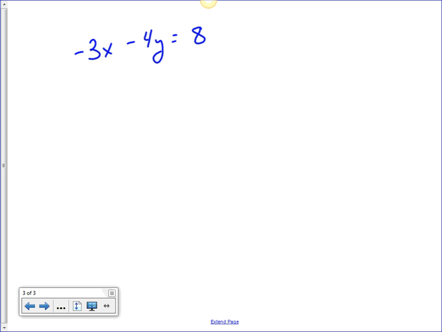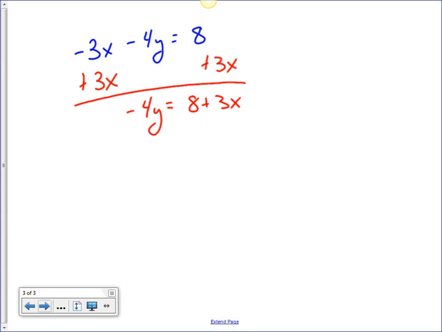So when you solve this equation, you should start out by adding the 3x to both sides. After you add the 3x, you're left with negative 4y is equal to 8 plus 3x. Then you should divide by the negative 4. If you divide by the negative 4, you would be left with y is equal to negative 2. And then 3x divided by negative 4 would be a negative, so I'm going to put a minus 3/4 x.